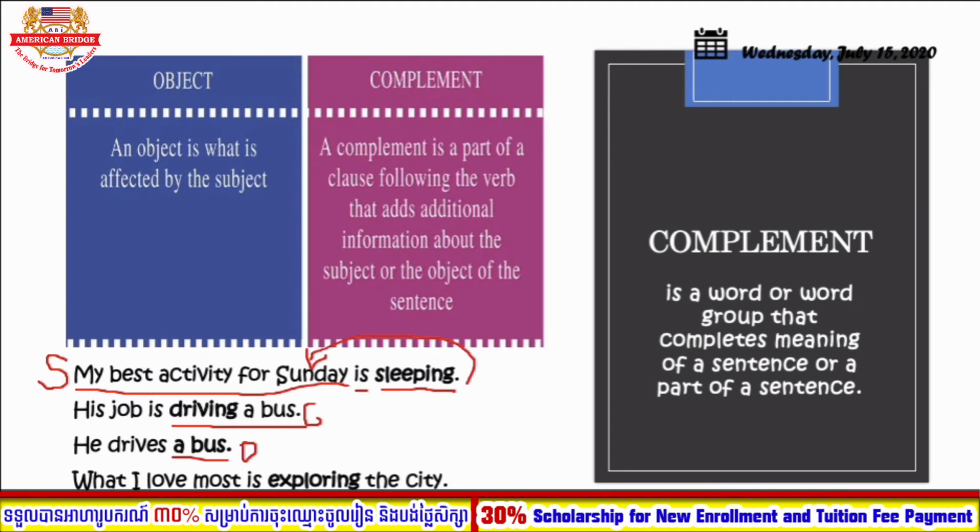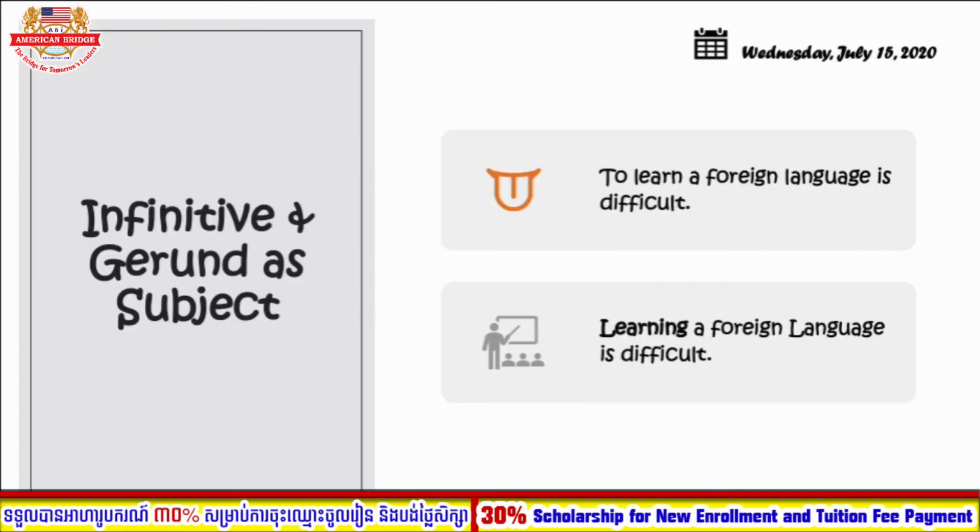Last one, can you tell whether this one is a complement or an object? Exploring the city. What I love most is the subject, is is the main verb, and exploring the city is the complement. Very good. So complements give more meaning to the subject. Everyone, I hope these three basic concepts are clear and you are able to distinguish between object and complements. Now let's move on to our lesson, which is the infinitive and gerund as subject.